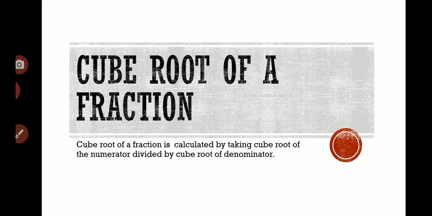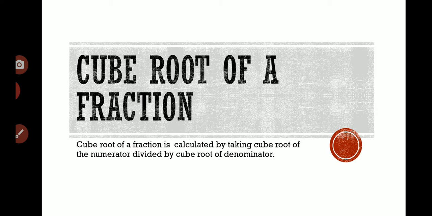Is that clear? In our previous video, we discussed the process to find the cube root of the product of numbers. And I hope you have solved many questions related to that, which would help you in understanding the concept. Now, in today's video, we will discuss how to find the cube root of a fraction.